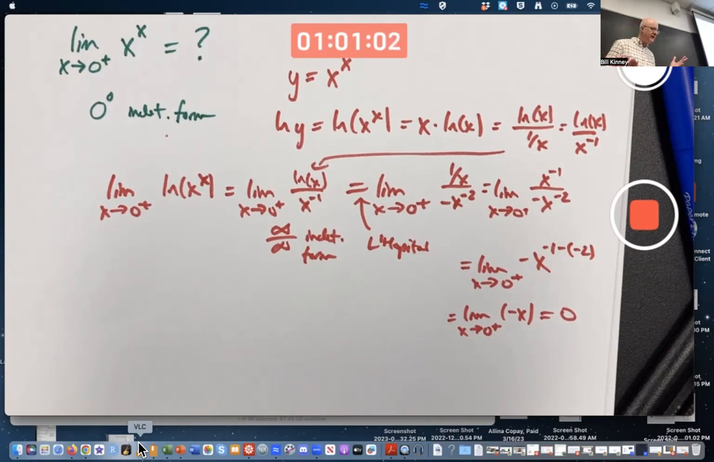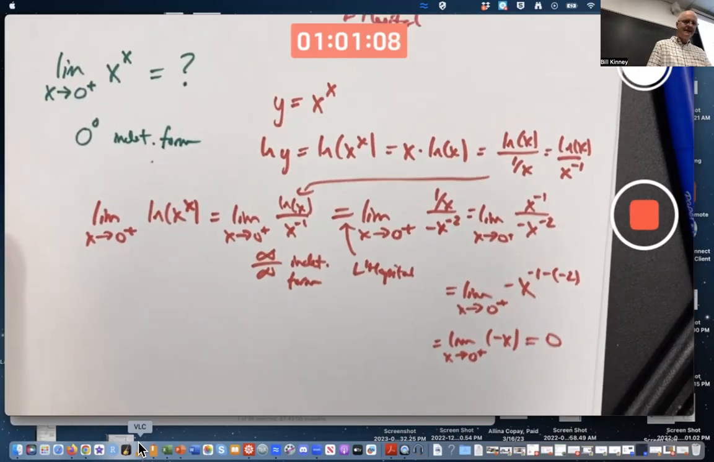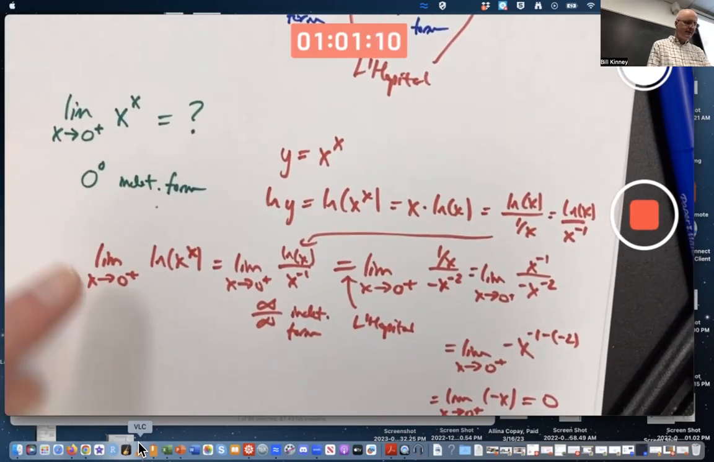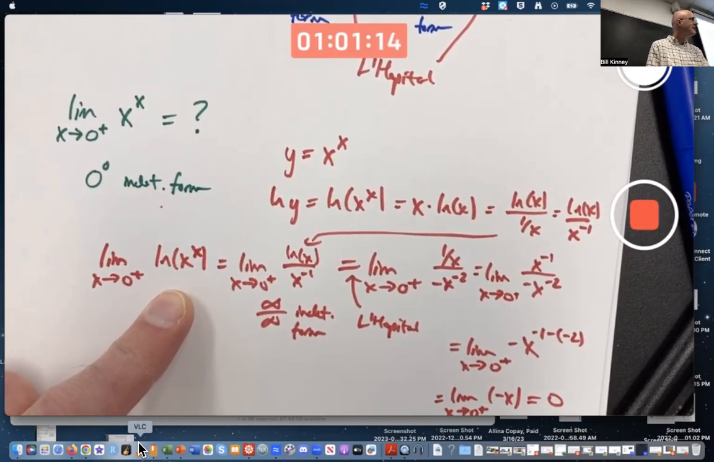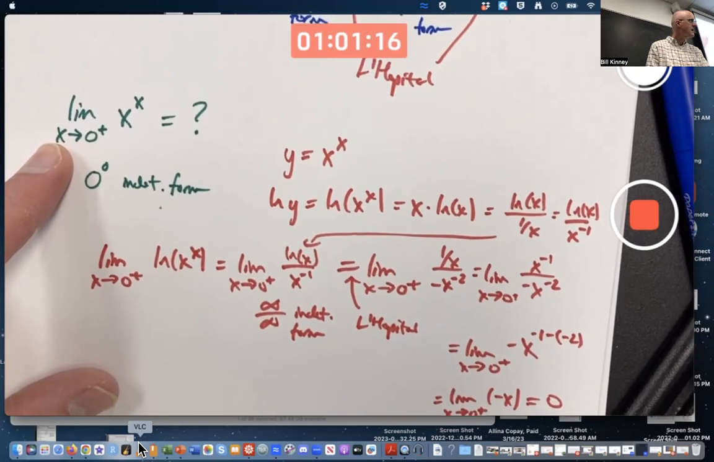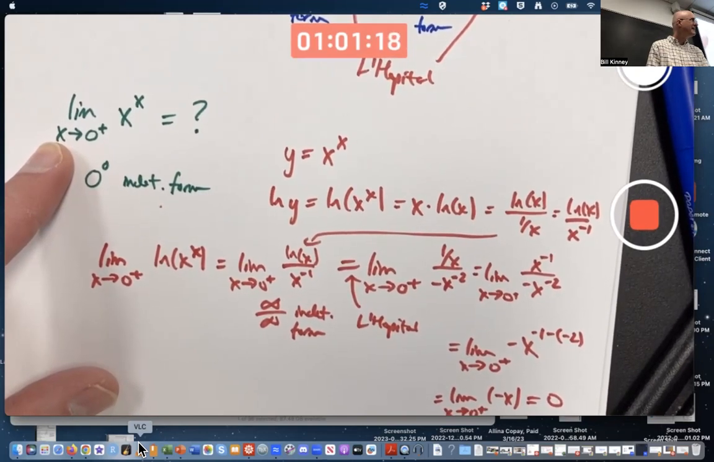Wait a minute, is that the answer? I thought the answer was 1. Isn't that what the calculator said? Yeah, it's not the final answer. That's not the limit we're after. That's the limit of the natural log of what we're after. So how do I get the limit that we're after? Exponentiate. That's how.